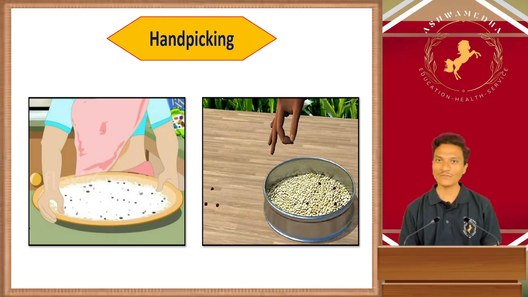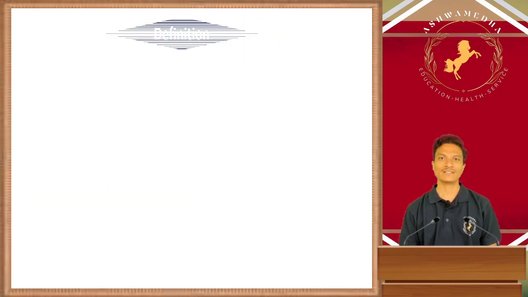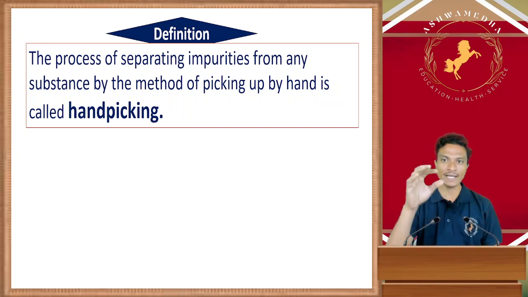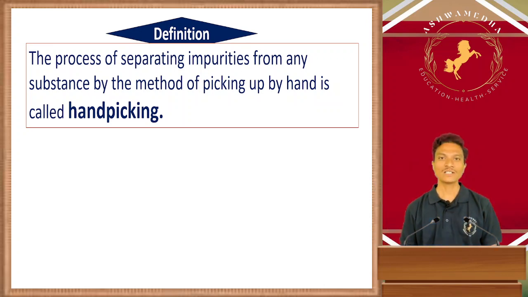Then shall we look at the definition of handpicking? Yes, dear students, definition for handpicking. The process of separating impurities from any substance by the method of picking up by hand is called handpicking. Very simple and understood. Yes or no?